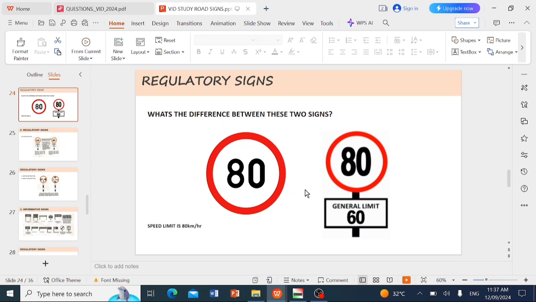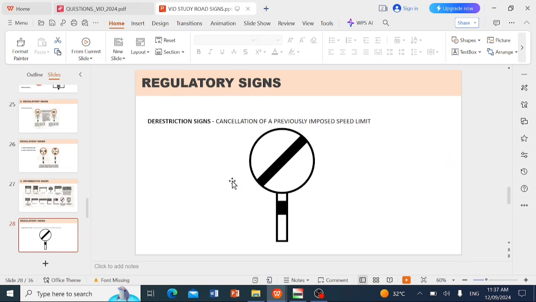Now going back to this sign here, this is what we call a de-restriction sign. The other one is what we call a speed limit sign, in that you're not supposed to travel above 80. So 80 is your speed limit when you come across this sign. I said that the authorities want to cancel that 80 kilometers per hour. So what they would normally do is inform the driver.